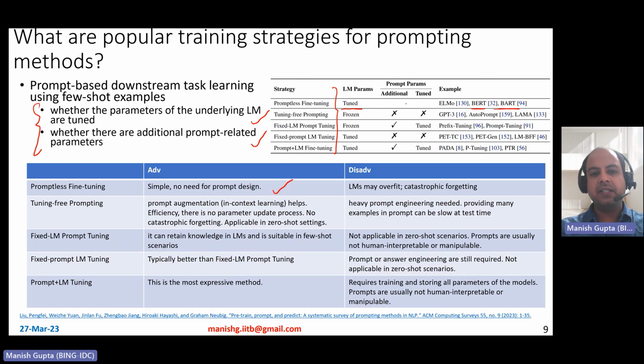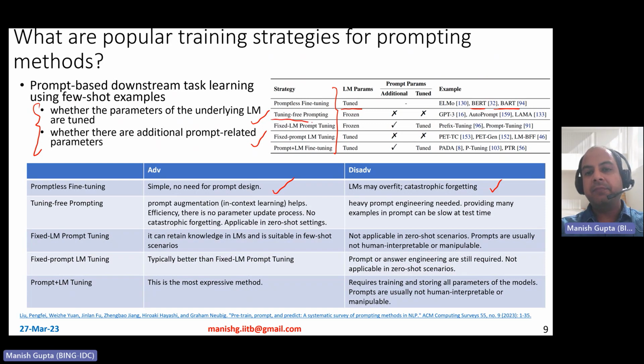So the good part is that this method is simple, no prompt design involved. However, language models may overfit. In fact, fine-tuning has been known to cause catastrophic forgetting. The model just forgets all the knowledge that it gained while pre-training. Now, the other four methods, of course, include prompts.